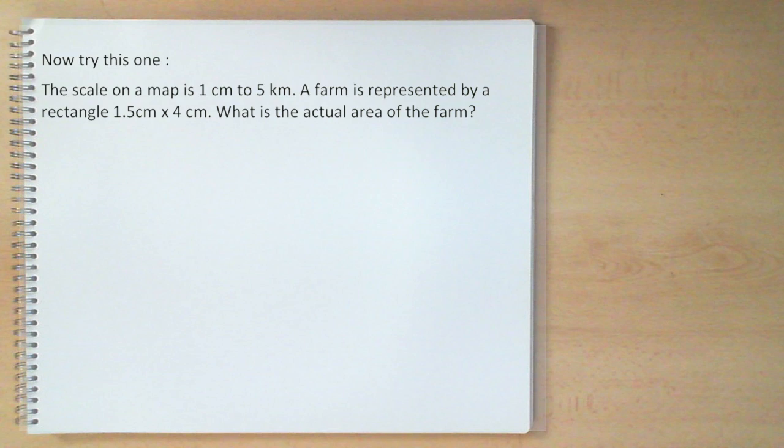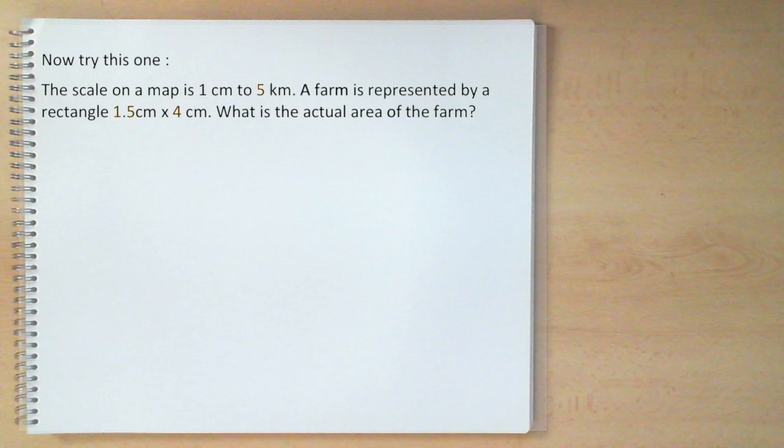Notice this is a really mixed up question. You've been given the ratio in two different types of units, centimetres and kilometres. You've been given the dimensions of the rectangle representing the farm, and then you're asked to work out the area. So you need to take note of what you've actually been asked here and the information you've been given.